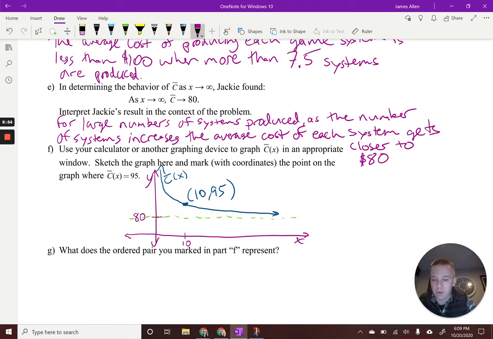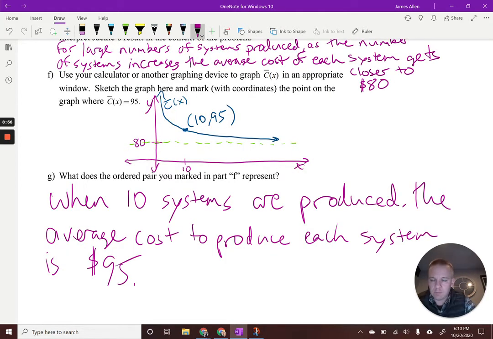All right, there it is. Let's put it down in writing. There we have it. When 10 systems are produced, the average cost to produce each system is $95. That's it for this problem. We're going to go on to another one.